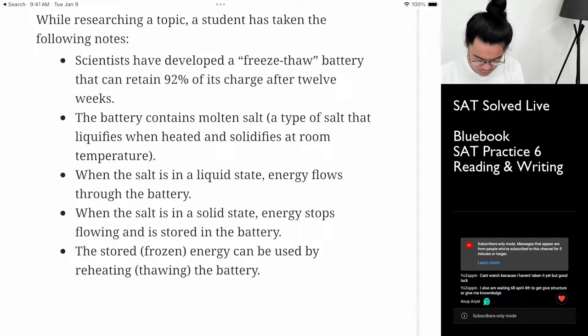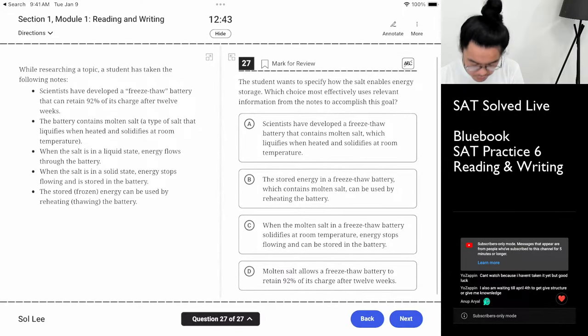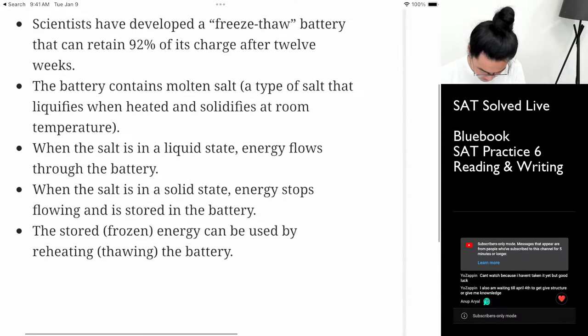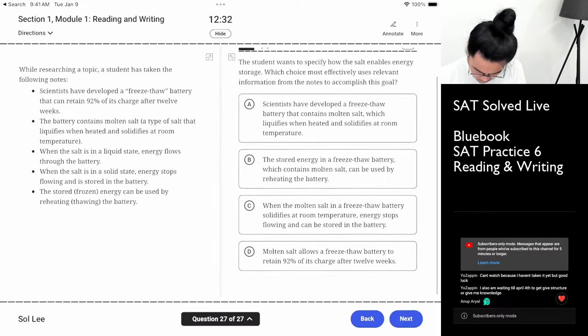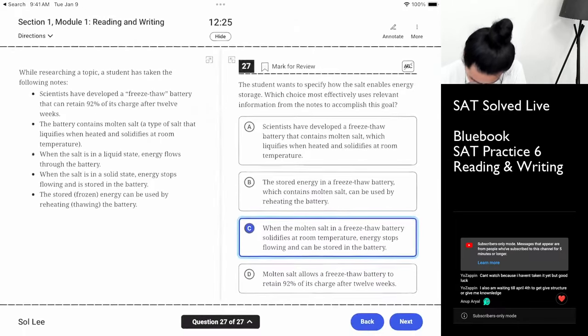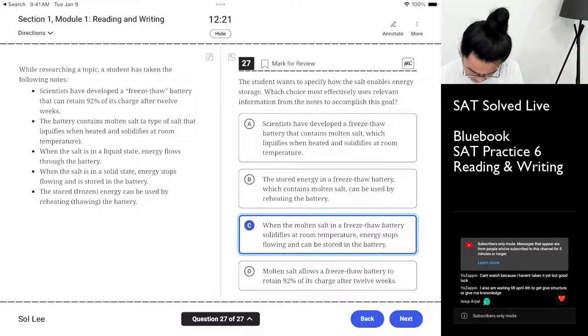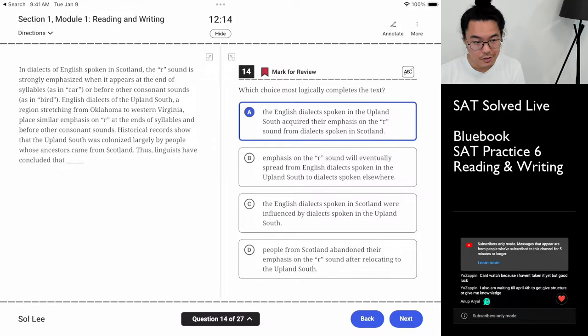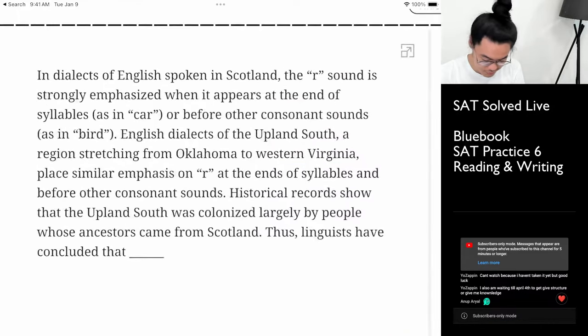Freeze thaw, 92%, 12 weeks, sounds cool. Molten salt, liquefies, solidifies. Liquid flows, solid, stored. Oh, interesting. Specify how salt enables storage. So the salt enables storage by solidifying. Yeah? Okay, salt enables storage. The stored solidifies, stops flowing. Yeah, that has to be C. Just double checking the other ones. I'm looking for solidifying. Yeah, there we go. And I'm going to double check 14, because 14 sounds logically, technically wrong to me. So let me just go and double check.